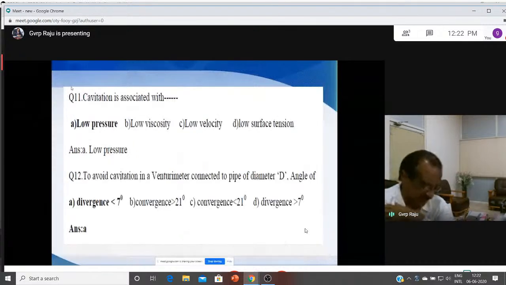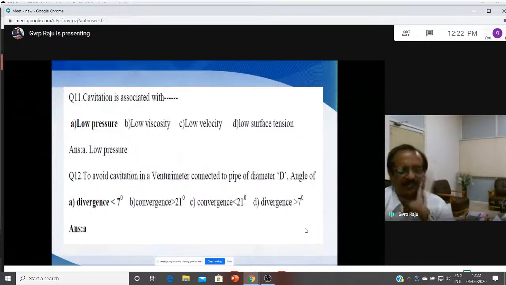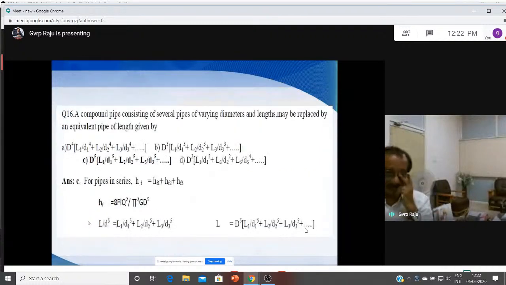Cavitation is associated with, again, low pressure. To avoid cavitation, for a venturimeter connected to a pipe of diameter D, cavitation is obviously low pressure, and the angle of divergence is less than 7 degrees, so the answer is A here. The compound pipe consisting of several pipes of varying diameters and lengths may be replaced by an equivalent pipe. So all this you know, L by D5 is equal to L1 by D1^5 plus L2 by D2^5 plus L3 by D3^5. You can just remember the equation, and you can get the answer 16C.